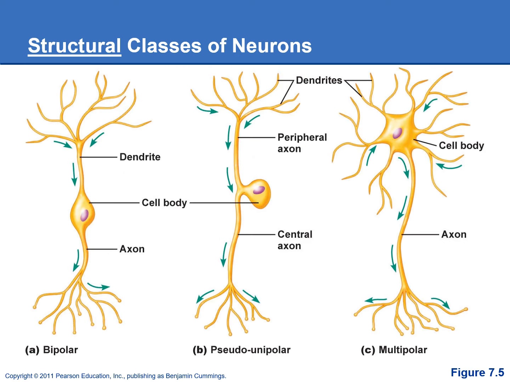And then there's also three different structural classes of neurons, so there's three different shapes of neurons. We have bipolar neurons over here on the left, and how they got their name is, if you look at the cell body in the middle, it looks like there are two poles. There's one pole and another pole coming off of the cell body. So that's how they got the name bipolar.